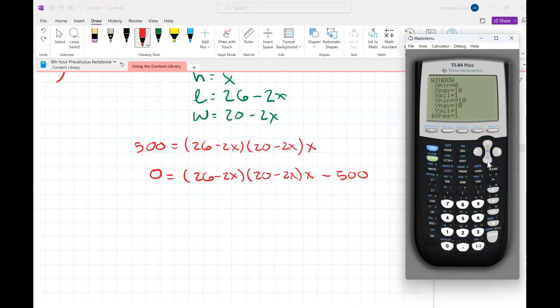Our y is going to be like a volume. So again, volumes have to be positive, so let's make our y min 0. And our y max is potentially quite big, because this thing can be at least 500. The volume could be bigger than that depending on the dimensions we pick. So I'm going to pick my y max to just be 500. I'm just taking a guess at that. And then I'm going to graph.